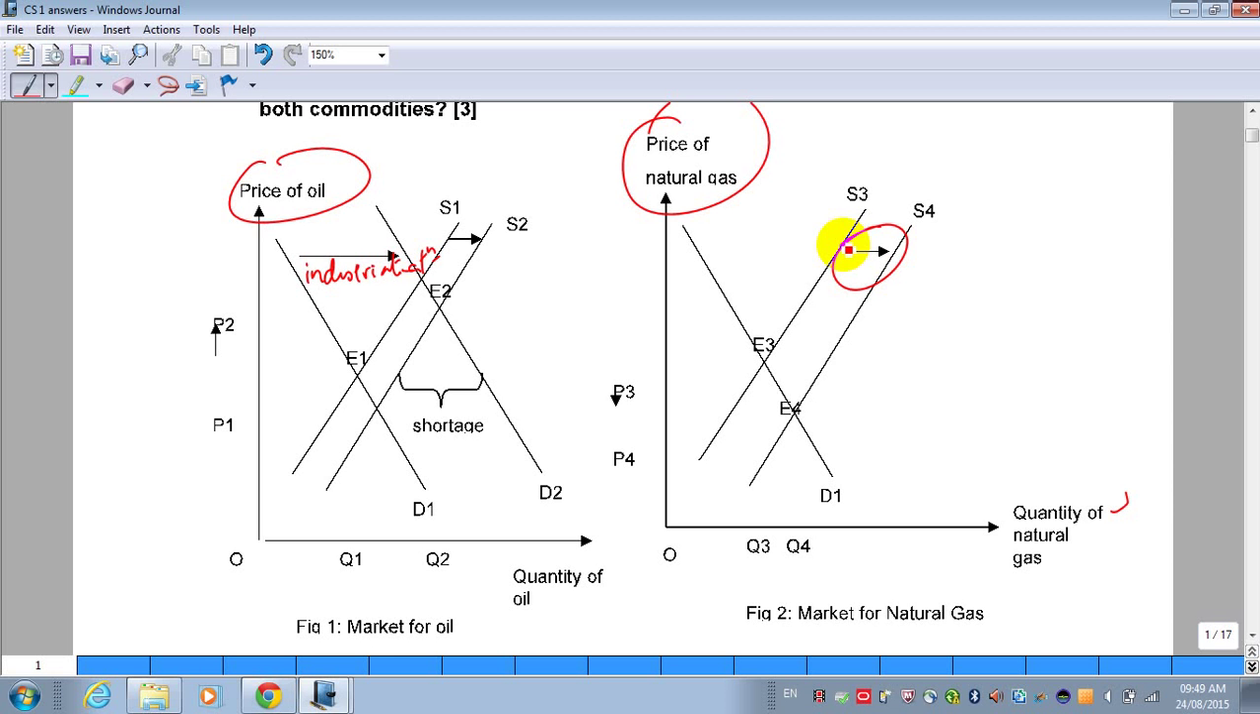So when that happens, you see that the price of oil has increased and the price of natural gas has actually fallen. So definitely the price of oil relative to the price of natural gas would increase over time, because oil is going up, natural gas is dropping. So if you put the two effects together, you will see that they both contribute to an increase in the price of oil relative to the price of natural gas.